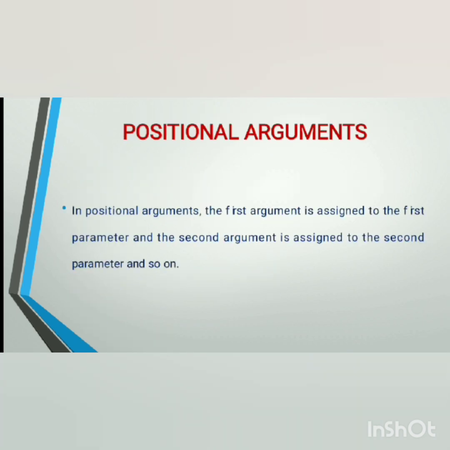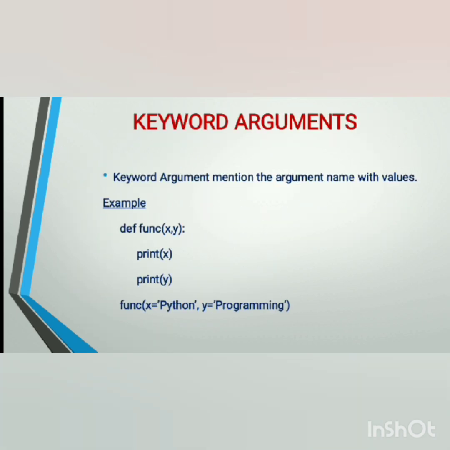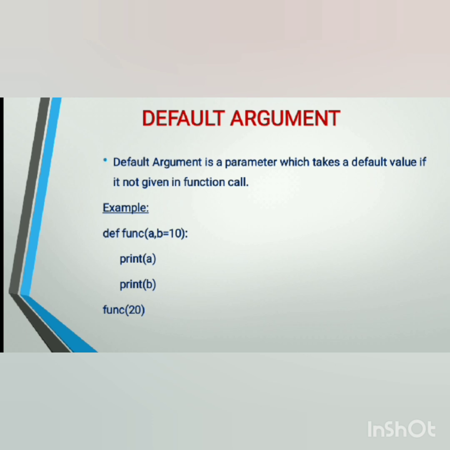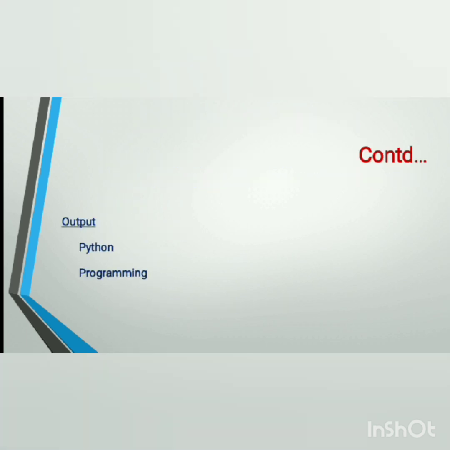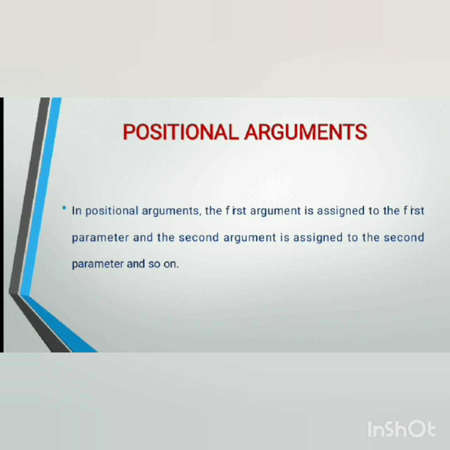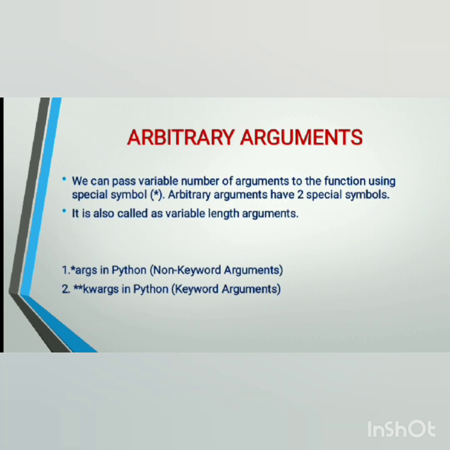What is the first type of argument? Default argument, right? Second one is keyword argument, and then third one is positional argument, and then last one is arbitrary arguments. We have seen 4 different types of arguments in Python, right?